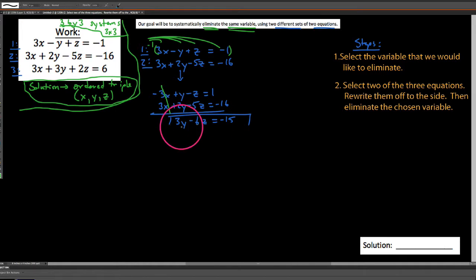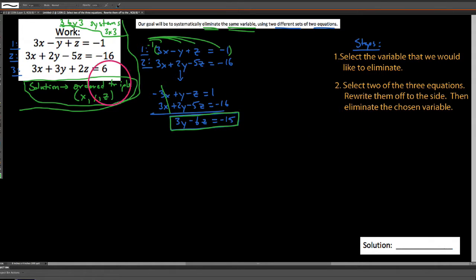And what I want you to do is put a box around that. I'm going to make my box a little cleaner here. So we say put a box around this, and don't lose it because we're going to need this equation later. But the profound thing about this is we eliminated one of our variables, leaving behind just y's and z's.